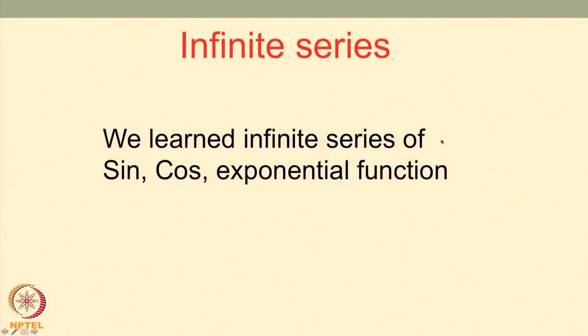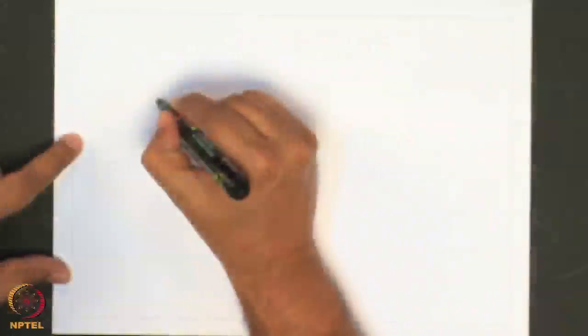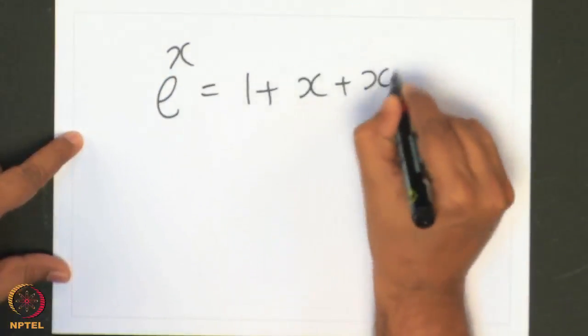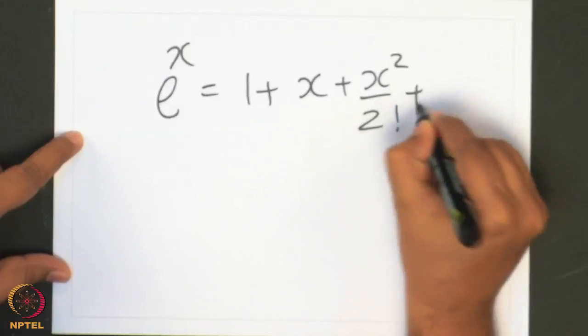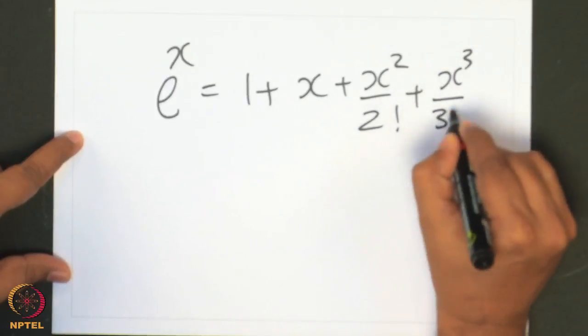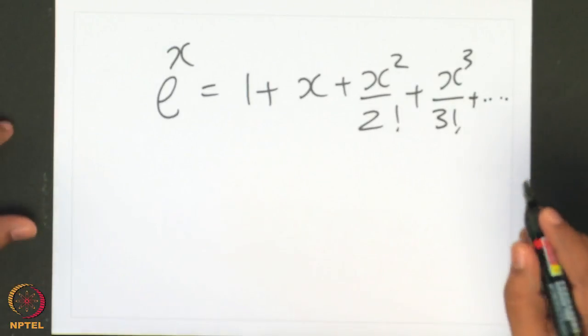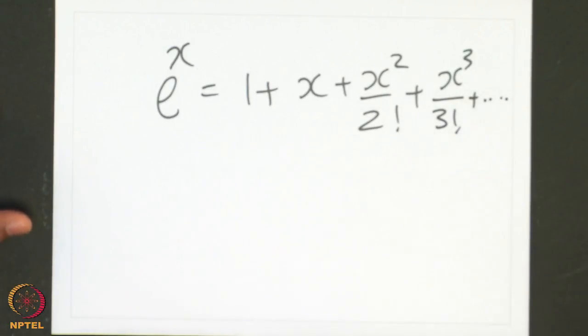We learned infinite series of sine, cos and the exponential function. For example, e power x can be written as 1 plus x plus x squared divided by 2 factorial plus x cubed divided by 3 factorial plus dot dot dot, up to infinity. Finally you will have x power 10, x power 100, and this whole thing is e power x.